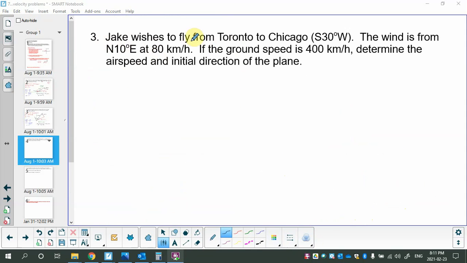Okay, so this is the question that is online. It's pretty similar to the other questions, except it's asking for the airspeed and the initial direction of the plane, meaning that it's asking for the A with the vector hat and the magnitude rather than G. But you set it up the same way, and if you have any problems, please ask.